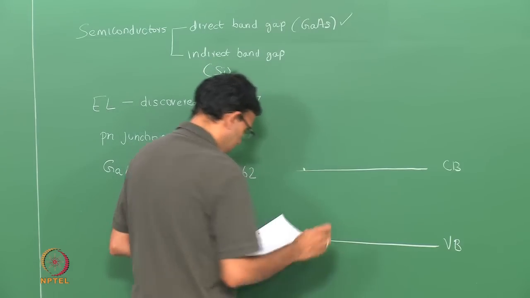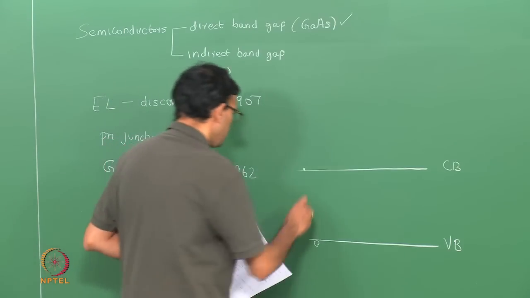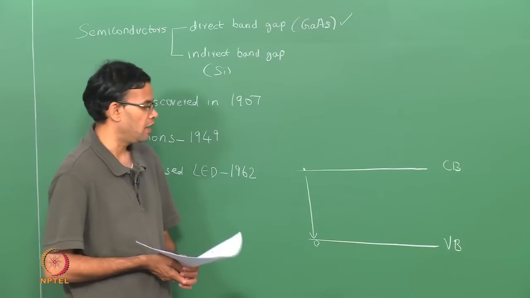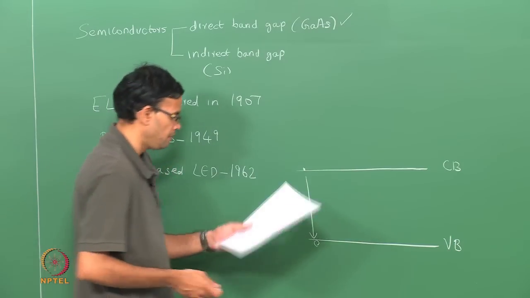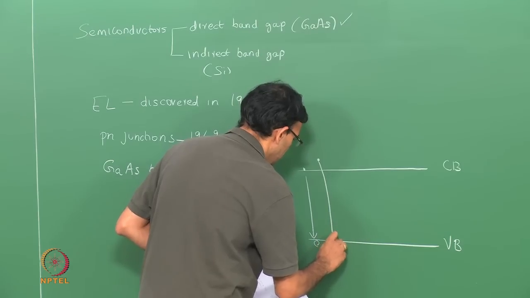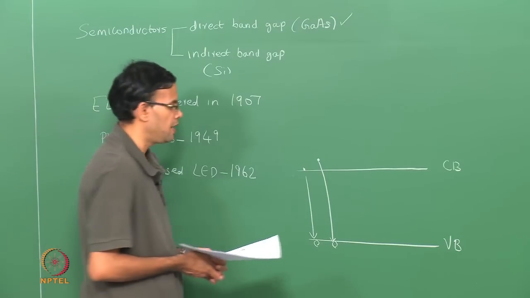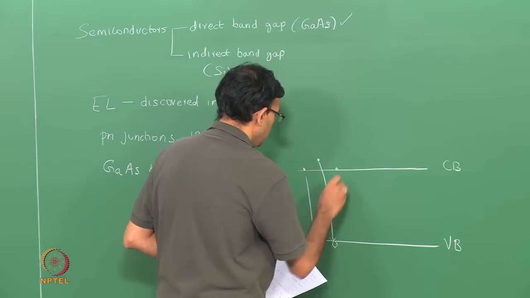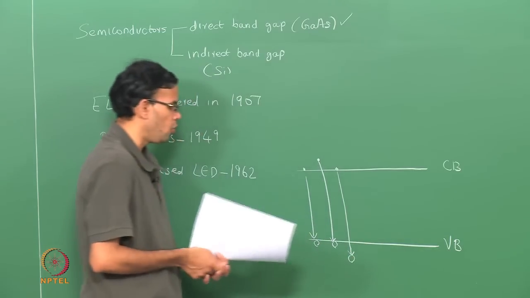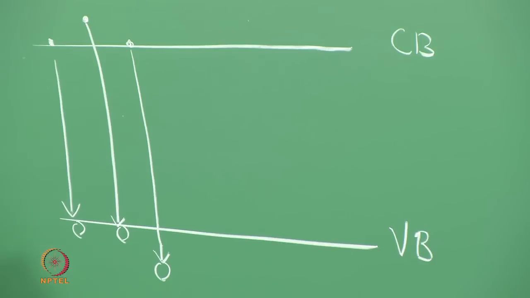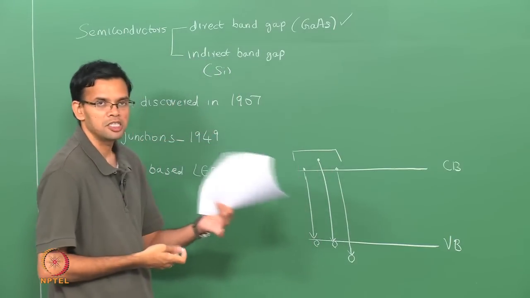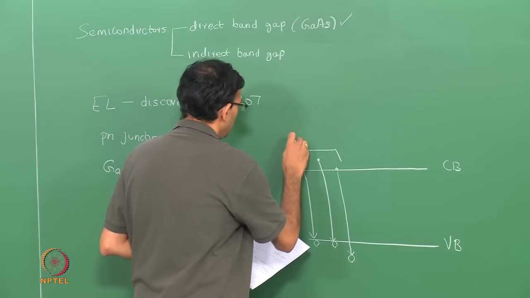So, the first kind are called interband transitions, in which you can have an electron and a hole both at the edge of the conduction band and the valence band recombining. You can also have an electron deep in the conduction band recombining with a hole in the valence band edge, or you can have an electron in the conduction band edge recombining with a hole in the bulk of the valence band. So, all of these, where the transition occurs from the conduction band to the valence band, are called your interband transitions.